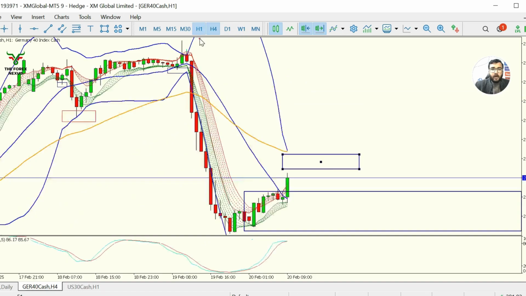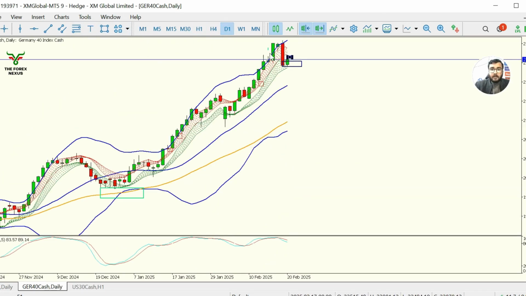Now we will wait here. If we get momentum here, then we will hold. If the market fails here, okay, then we will wait for a re-entry. We can take a counter trade with low risk, okay, because the daily trend is still bullish.